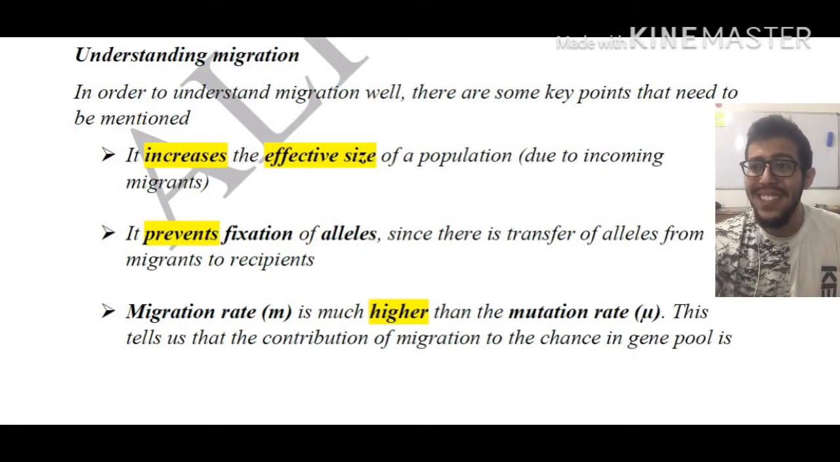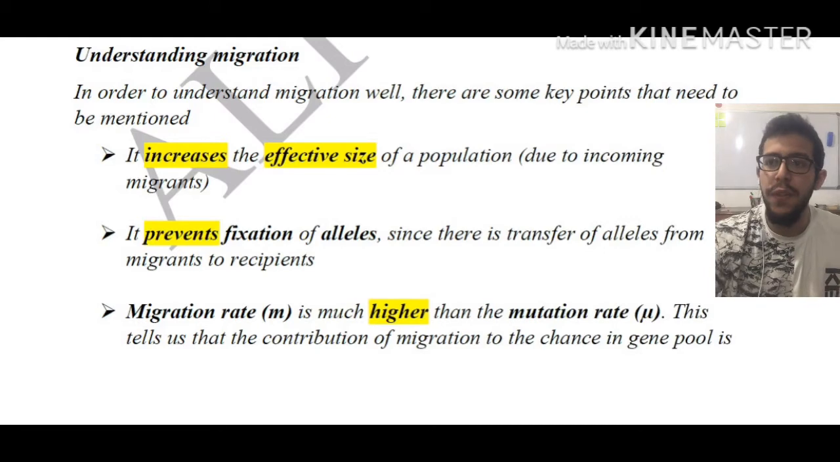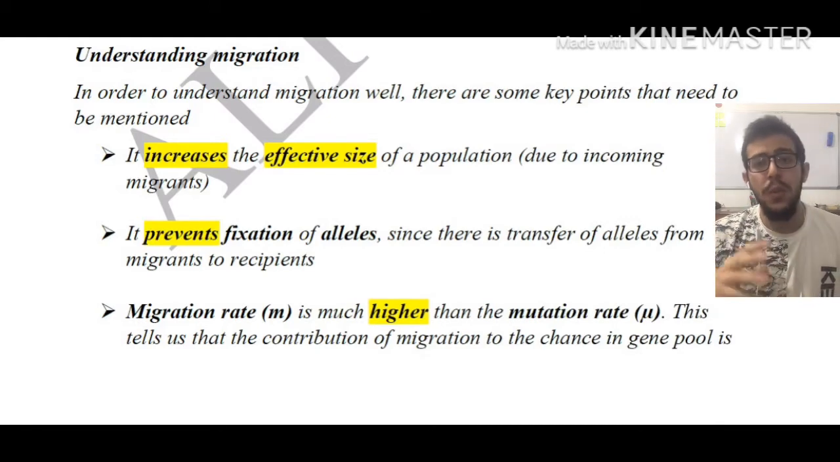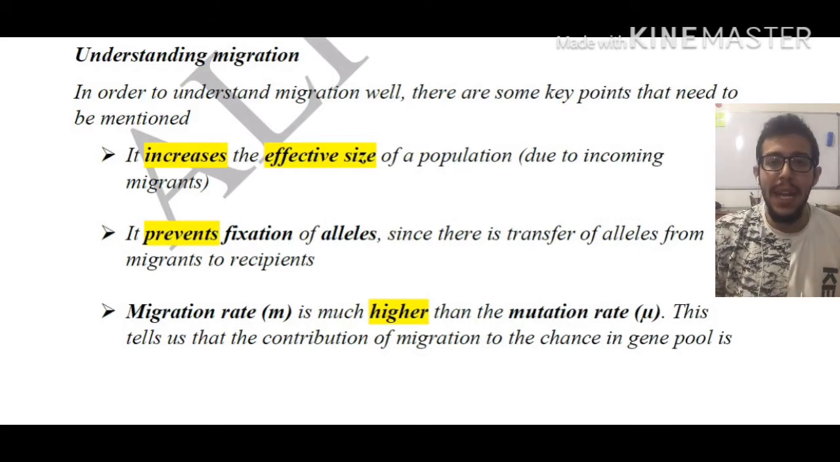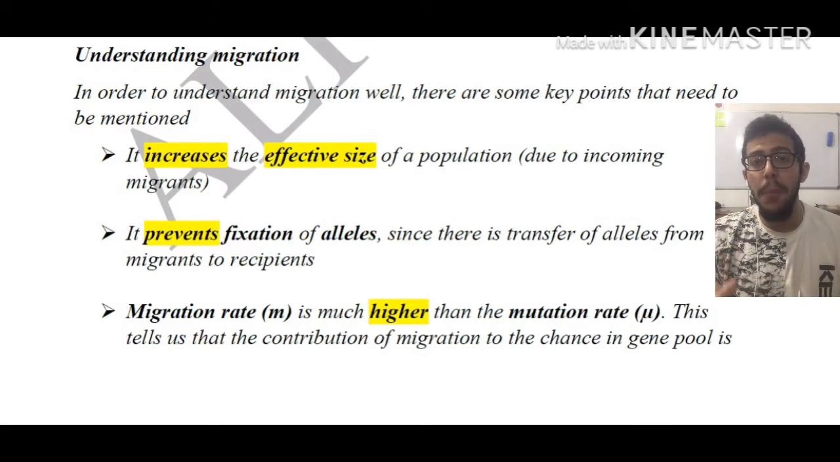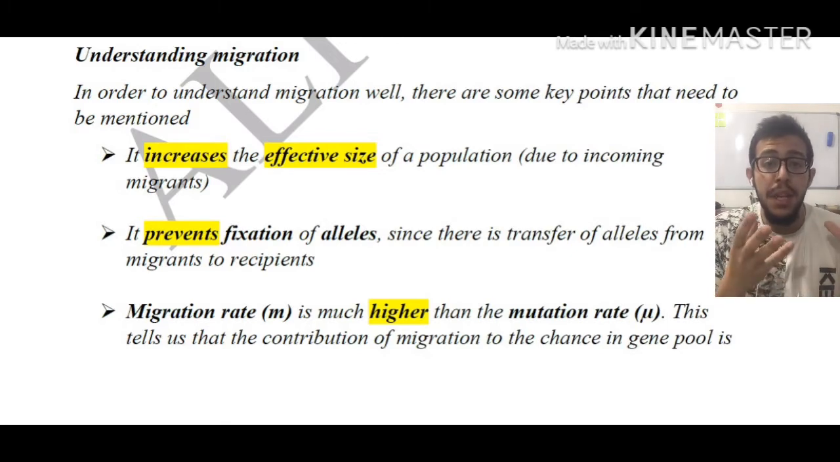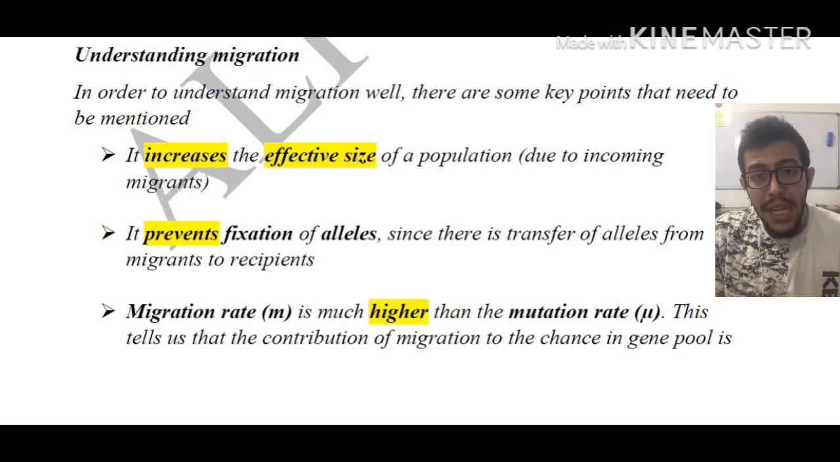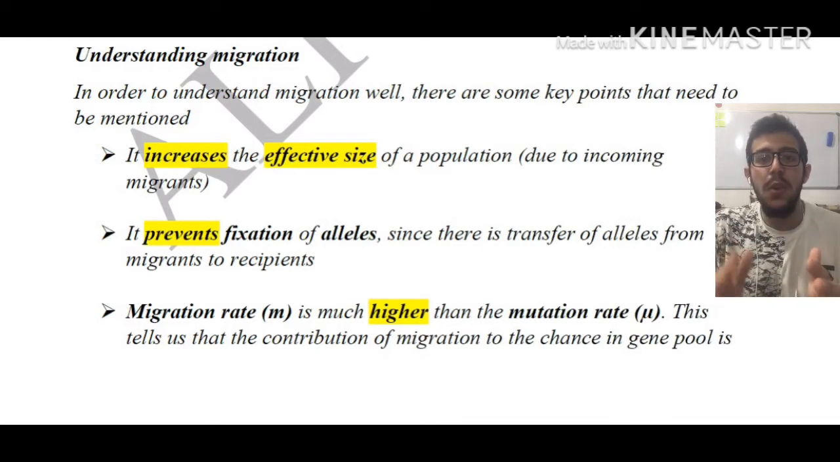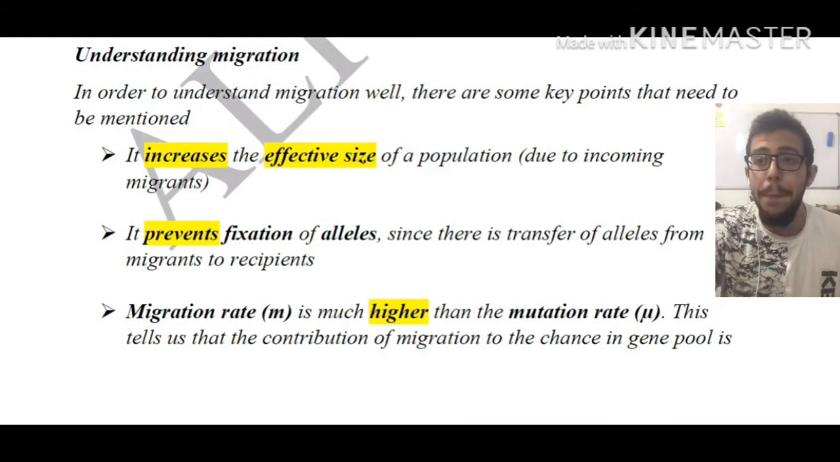It prevents fixation of alleles since there is a transfer of alleles from migrants to recipients, and this is what we mentioned before. Some alleles might be very common in the recipients, but they might not be very common in the migrants. Therefore, when they breed together, the fixation is going to take longer or not happen at all.